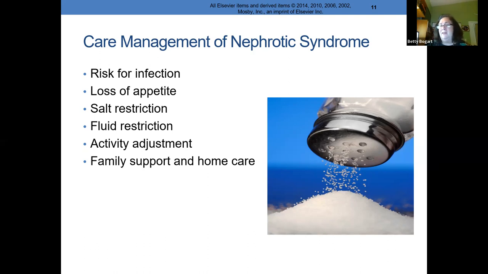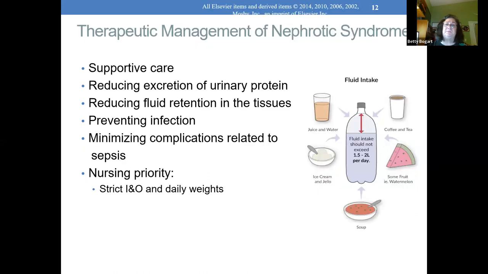And it does take an adjustment in the family, adjustment in foods that are eaten, trying to avoid those high salty foods for that one child, or have a special dinner for that child during that time.